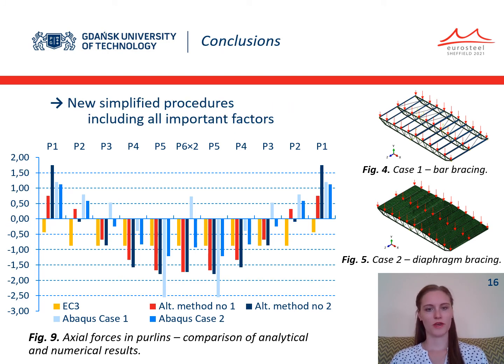Summing up, numerical analysis was conducted in order to observe the forces stabilizing the upper truss chord in two variants of bracing system: bar bracing, frequently considered in the literature, and diaphragm bracing, in roof purlins. We are not aware of any published studies of the second variant in view of stabilizing forces.